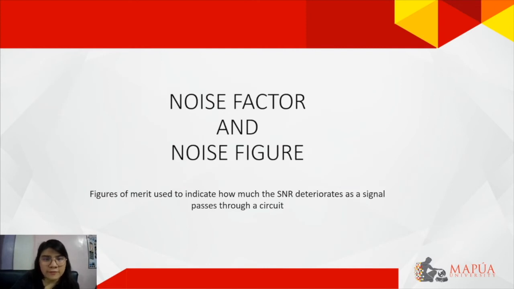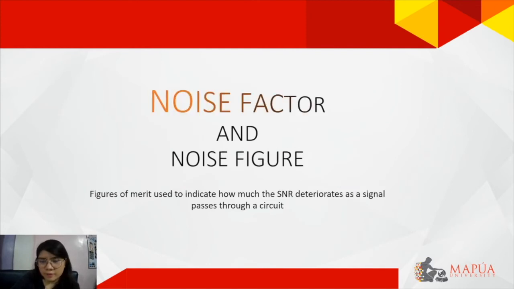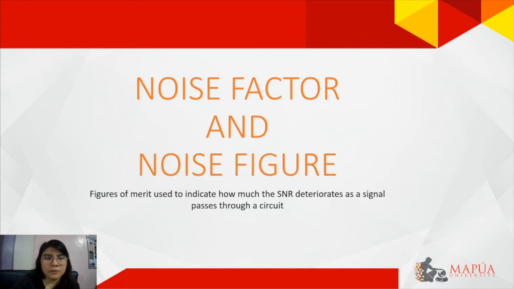Next is noise factor and noise figure. These are figures of merit used to indicate how much the SNR, or signal to noise ratio, deteriorates as a signal passes through a circuit. Essentially, the measurement assesses the amount of noise that each part of the system, or the system as a whole, introduces. This could be a radio receiver or an RF amplifier, for example.